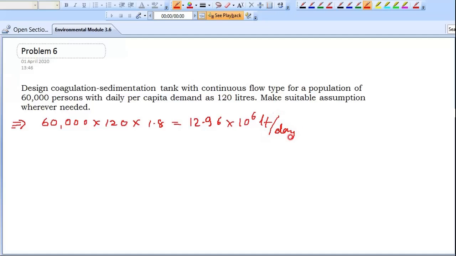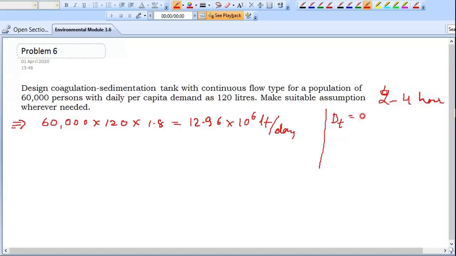Then make suitable assumptions here. Coagulation aided sedimentation tank. Therefore first I will assume DT, detention time. This detention time can be 2 to 4 hours. Therefore I will assume a detention time of 4 hours. Then overflow rate V0 can be 1000 to 1250 liter per hour per meter square. Therefore I will assume 1000 liter per hour per meter square. It is nothing but meter per second only.